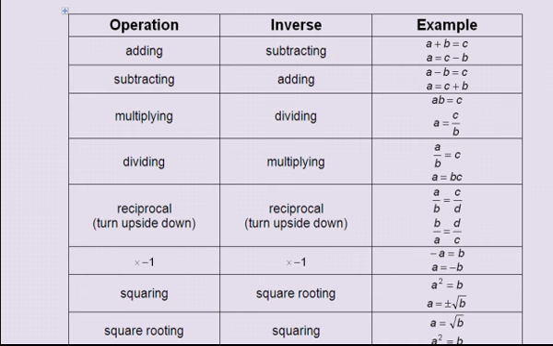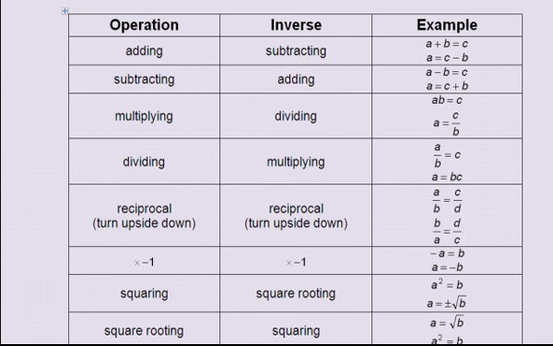The inverse of reciprocal, which turns a fraction upside down, is itself reciprocal, turning the fraction upside down. For example, A divided by B equals C divided by D implies that B divided by A equals D divided by C.